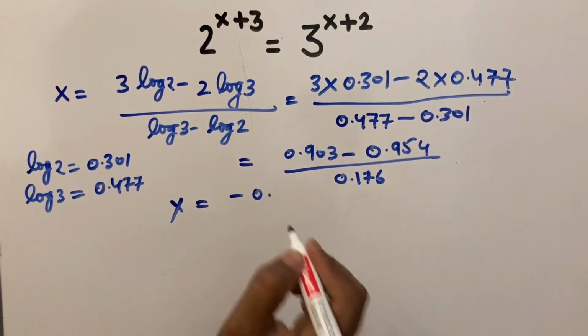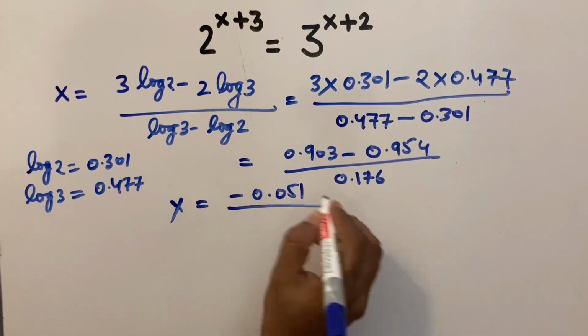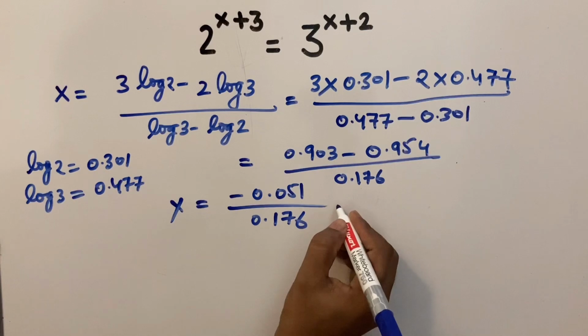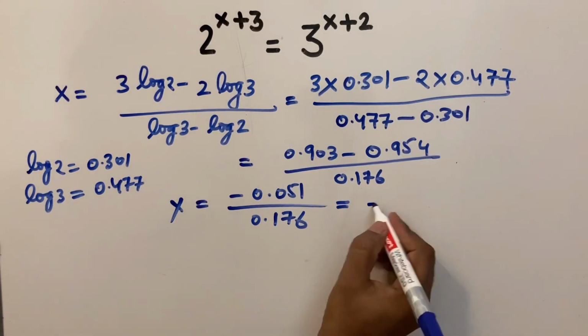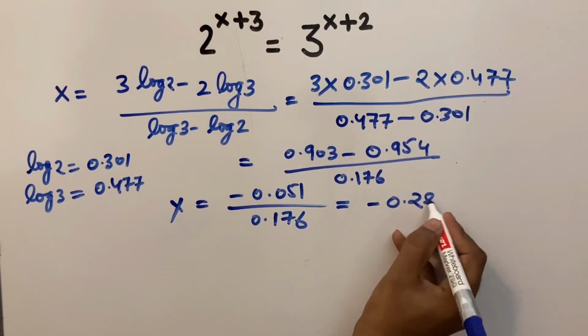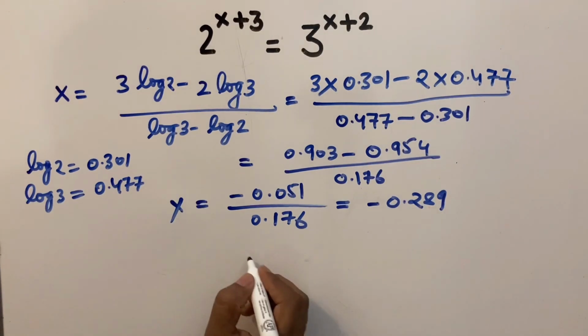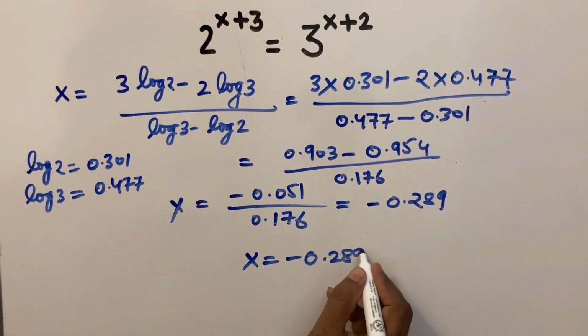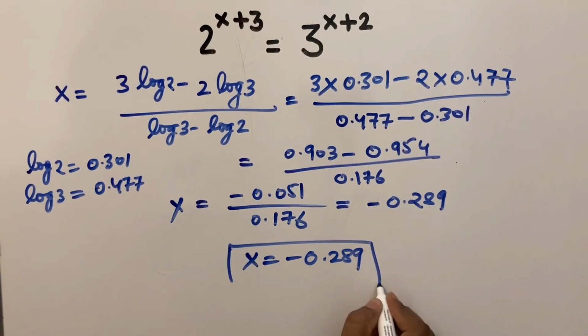minus 0.051 divided by 0.176, which equals minus 0.289. So the final value for x comes out to be minus 0.289. So x equals minus 0.289 is the value which satisfies this exponential equation.